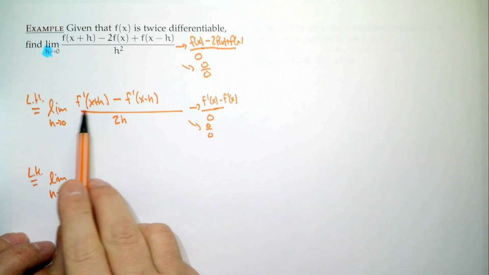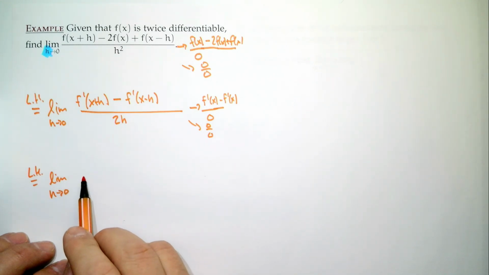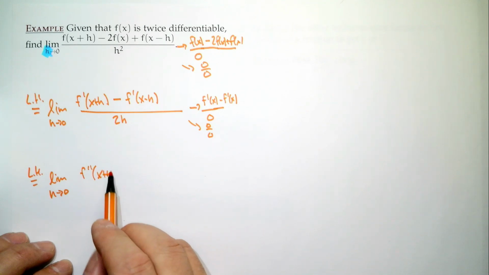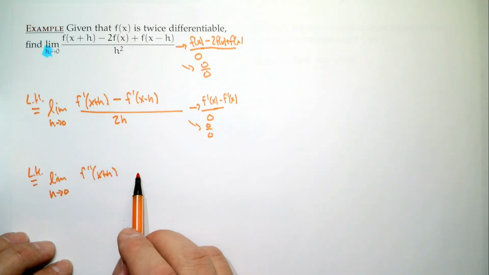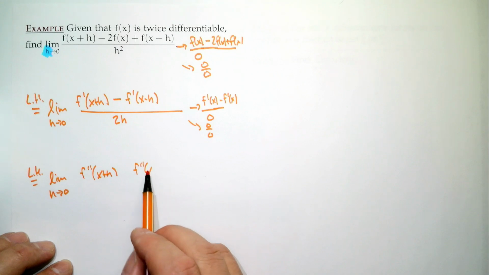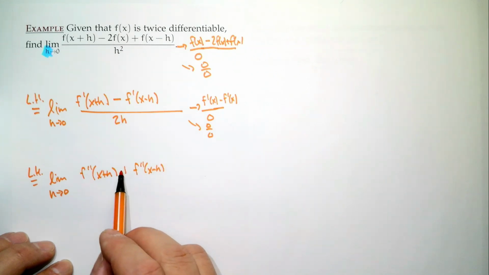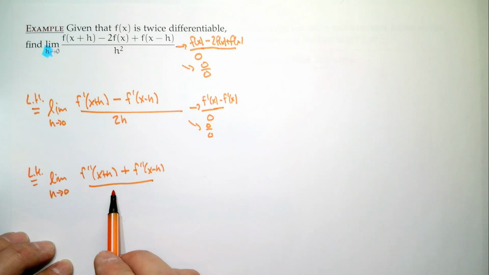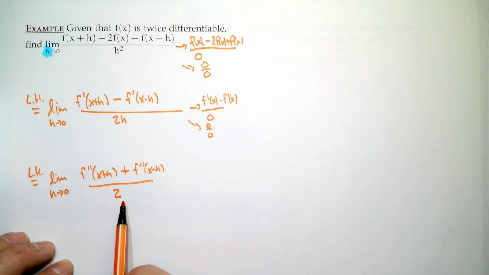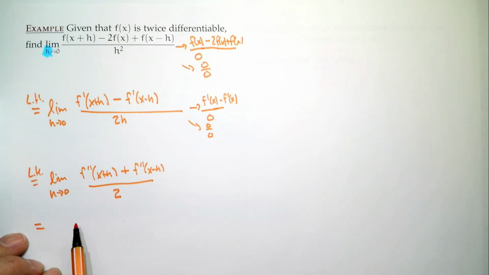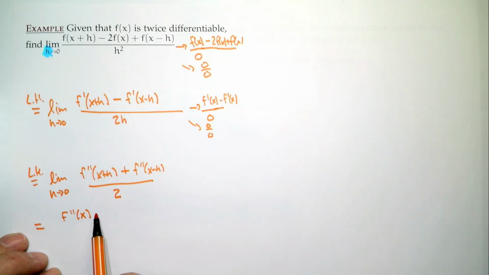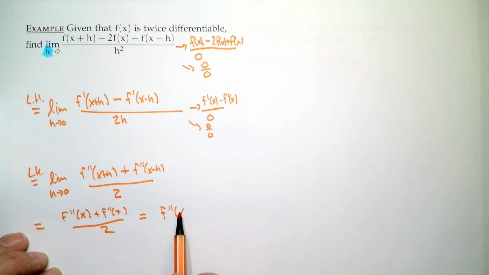Upstairs, the derivative of the first term will be what? f double prime of x plus h. What's the derivative of the second term going to give us? f double prime of x minus h, but because that minus comes out again, it'll be a plus. Downstairs we get 2. The nice thing is, game over, because that's not going to be 0. So we end up with f double prime of x, because we're plugging in h equals 0, plus f double prime of x, divided by 2, which simplifies to f double prime of x.